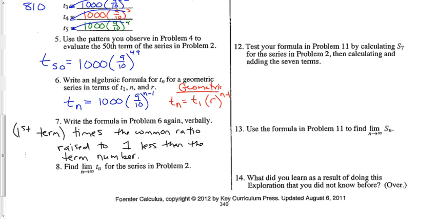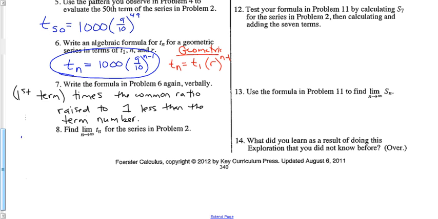Find the limit as n approaches infinity for the series in problem 2. So now we are specifically talking about this series. This is our series number 2. And now we're going to do the limit as n approaches infinity of this.